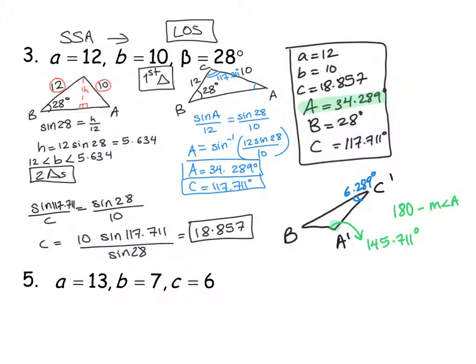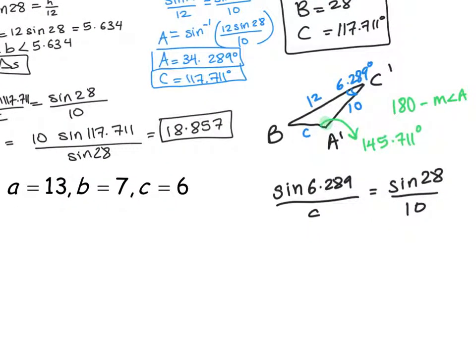6.289 degrees. Now the measurement of side A is not going to change, it's 12. And the measurement of side B in front of angle B is not going to change, it's 10. So there is a new measurement for C. In order to find that, we can do law of sines. So sine of 6.289 over C is equal to sine of angle B, which is 28, over 10. So to find C, I cross multiply, and I find C to be 2.333.